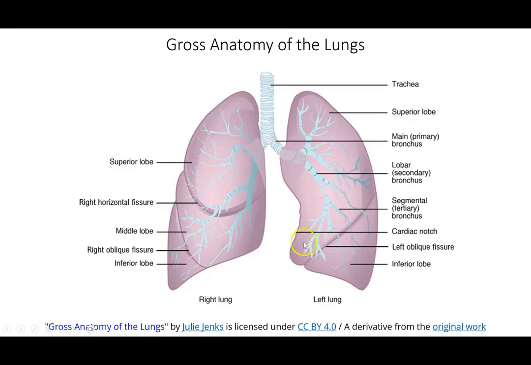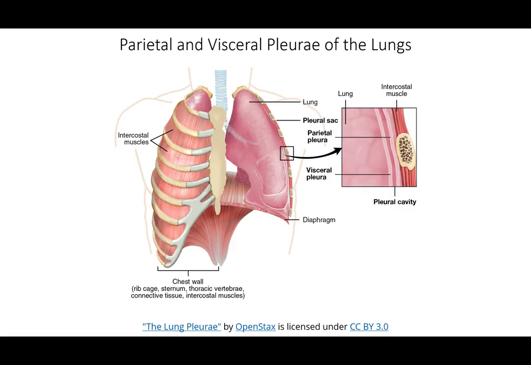Right? The heart would sit right about here in that cardiac notch, and that's part of the reason why the left lung has only two lobes to it instead of that third as well. It needs a little bit more space. And so surrounding the lungs is the pleural cavity and pleural tissue. So we have the parietal and visceral pleura of the lungs.